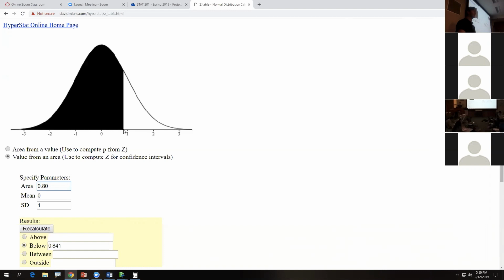To turn a z-score back into the context, you take the z-score times the standard deviation and add it to the mean. Who's got it? I'm going to call on someone. Who's got it?